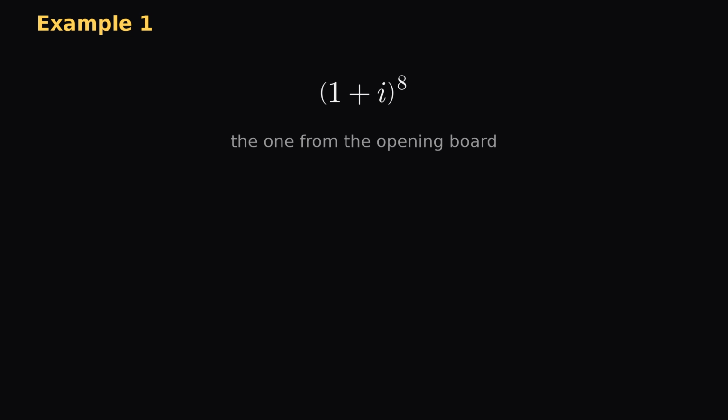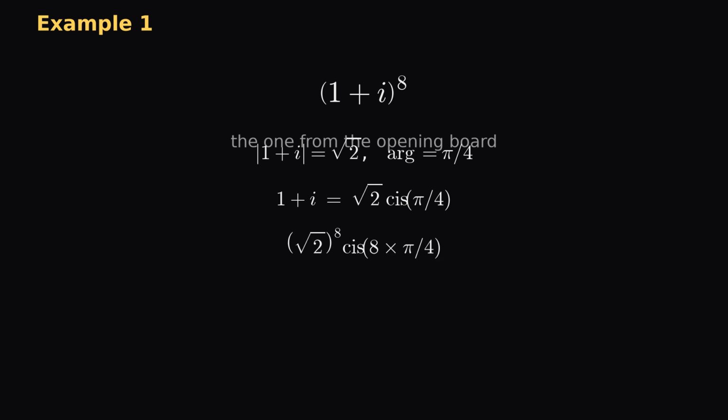Example 1, the one from the opening. (1 + i)^8. Convert first. The modulus of 1 + i is √2. The argument is π/4. So 1 + i is √2 cis π/4. Now de Moivre. √2 to the 8th, cis 8 times π/4.